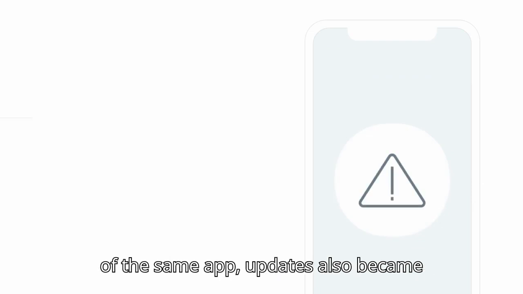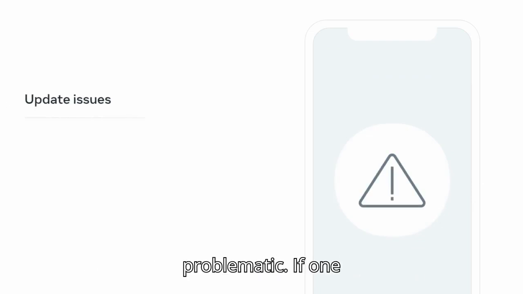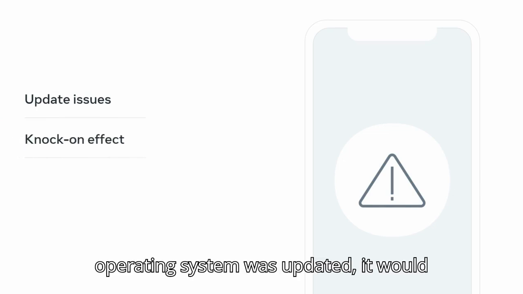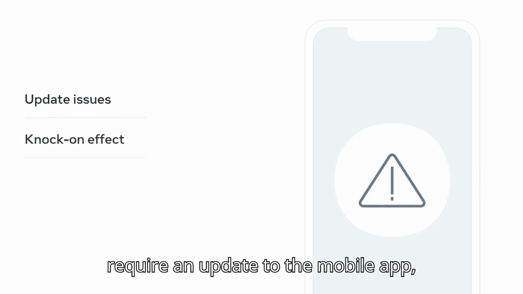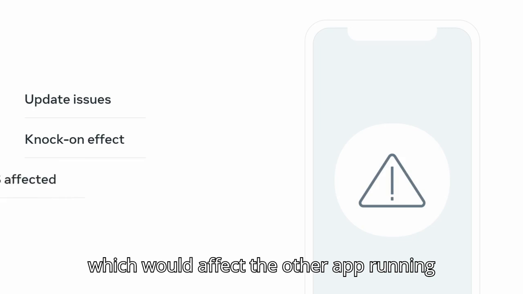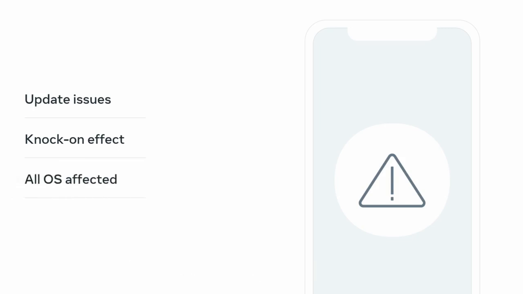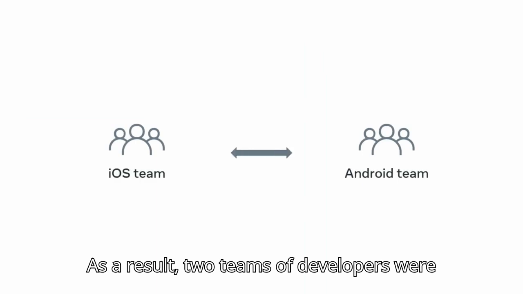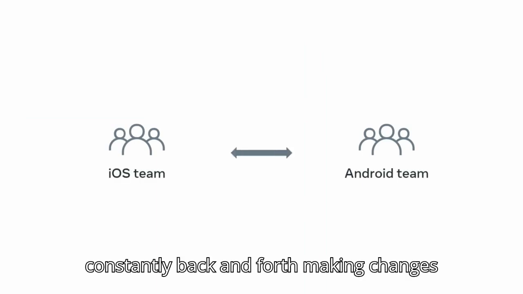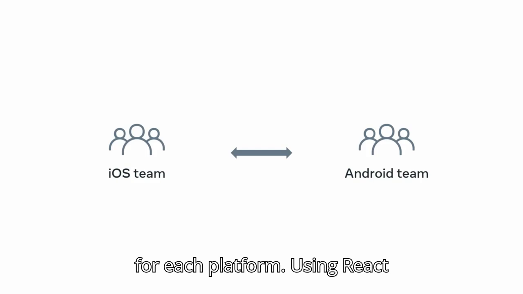With 2 different development processes of the same app, updates also became problematic. If one operating system was updated, it would require an update to the mobile app, which would affect the other app running on a different operating system. As a result, 2 teams of developers were constantly back and forth, making changes for each platform.